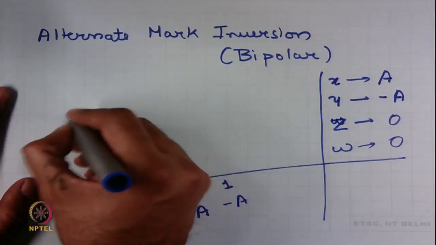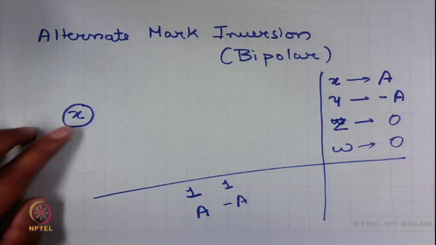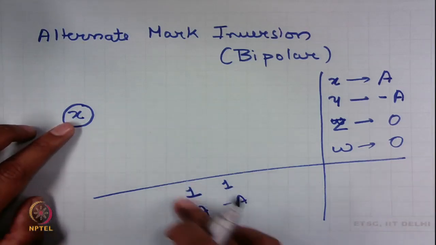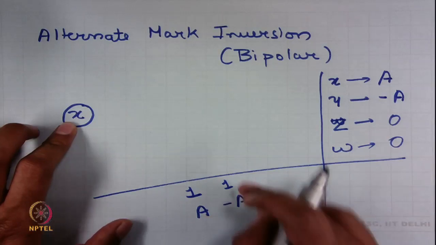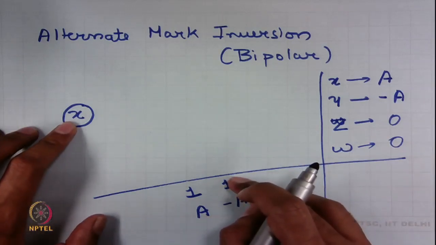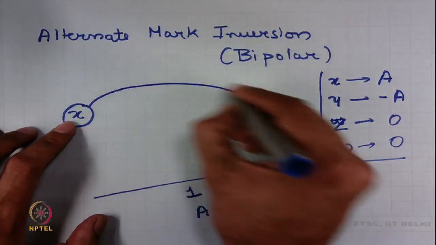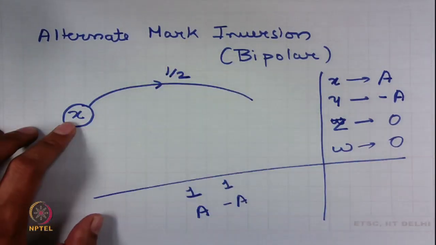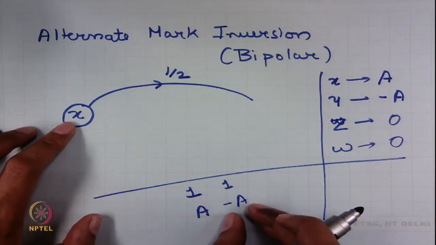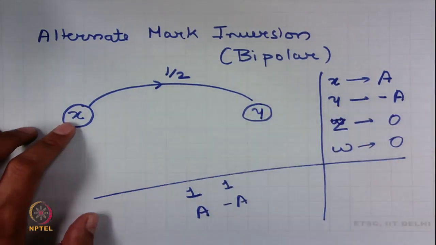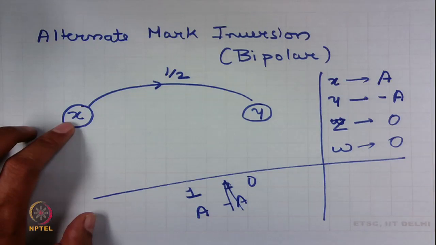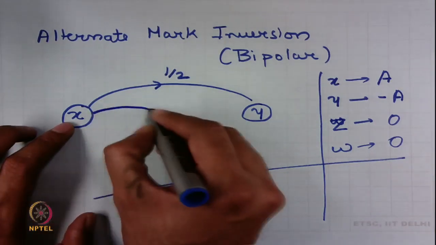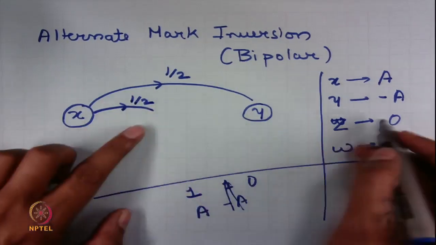So, let me assume that I am in state x. If I am in a state x, that means I have received 1 and I have chosen the voltage level A. Now, my next bit can also be 1 with probability half. So, with probability half, I can go to state y, if I have received 1. Or what could have happened is instead of this 1, I could have received 0, again with probability half. So, with probability half, I can go to state z.